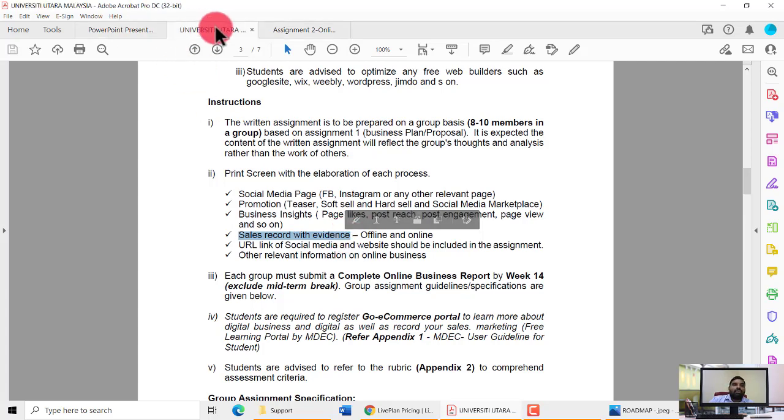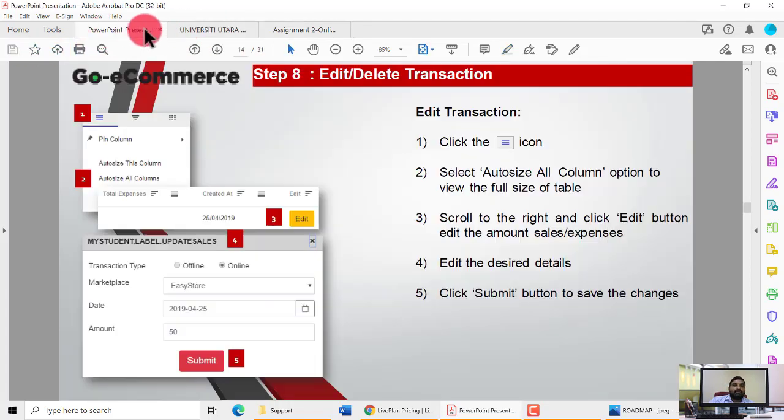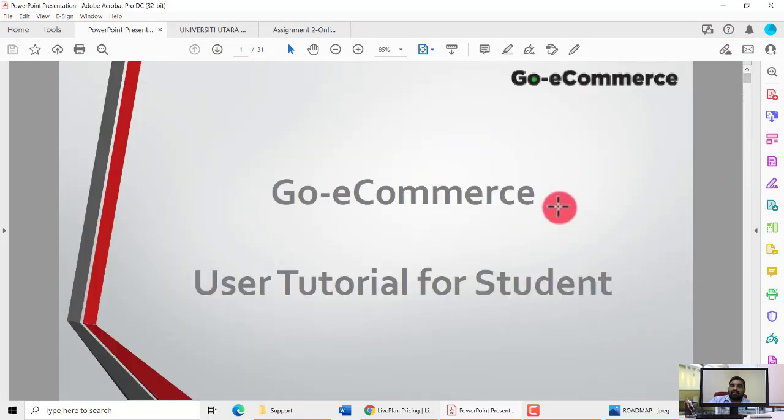You have to go to this one. I think you need to check my UEM online learning. I have uploaded this guideline. You have to go to the Go e-commerce portal. I will explain about the Go e-commerce portal after this.